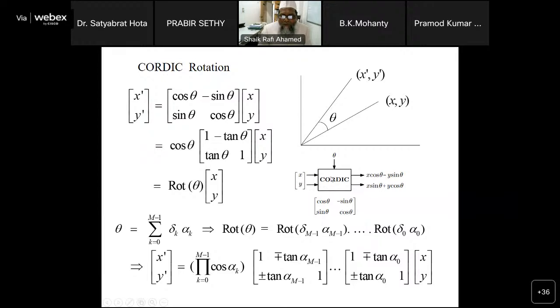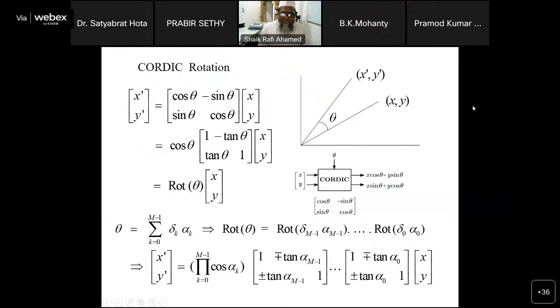In CORDIC we are going to input theta. This matrix is cos theta, minus sin theta. So the output will be, if I multiply x with cos theta and y with minus sin theta, x cos theta minus y sin theta. The second output, from the second row with xy, is x sin theta plus y cos theta. This is your x dash y dash: x dash is equal to x cos theta minus y sin theta, and y dash is equal to x sin theta plus y cos theta.